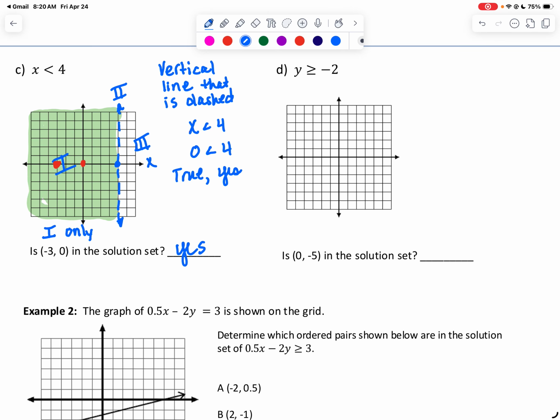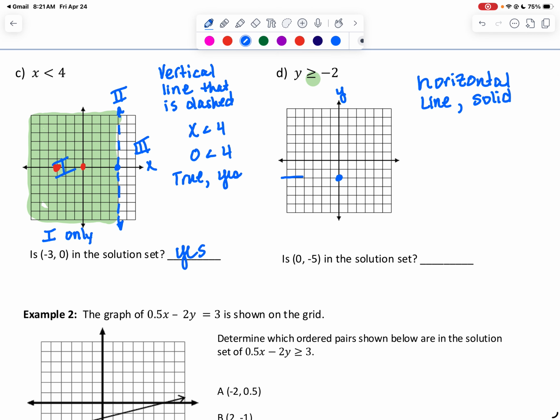All right, problem D. We have y is greater than or equal to negative 2. So here's our y-axis. I'll put a dot at y equals negative 2. Now, if you have a y only, just want to remind you from previous lessons that that's a horizontal line that will be, in this case, solid, because it has a solid line under the symbol. So I'll draw a horizontal line through y equals negative 2, and then label my regions.